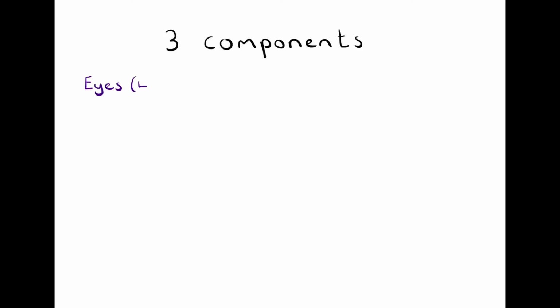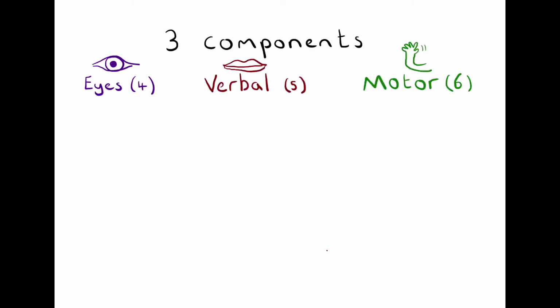The score is made up of three components: an eye component, which is scored out of 4, a verbal component, which is scored out of 5, and a motor component, which is scored out of 6. A score for each of these components is calculated based on a patient's response to stimuli.